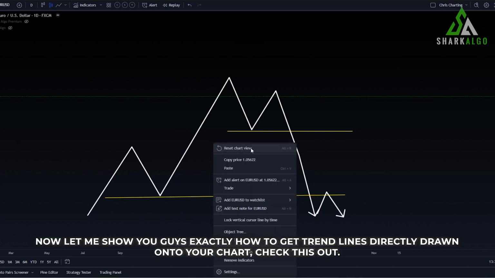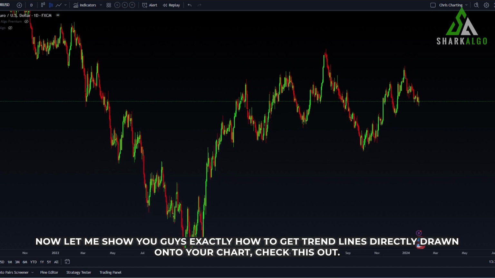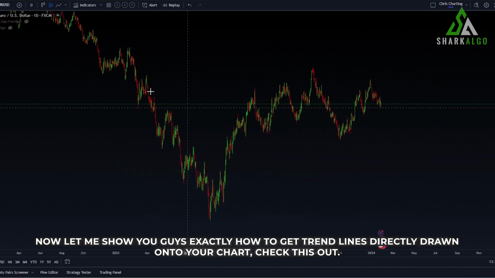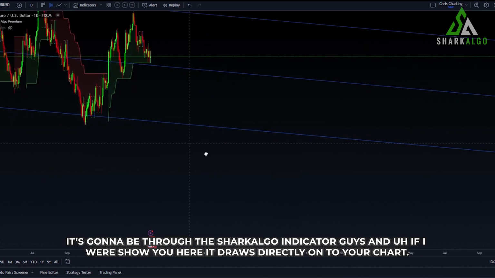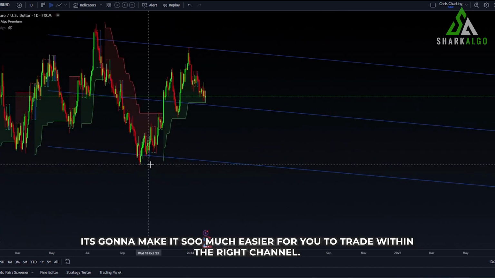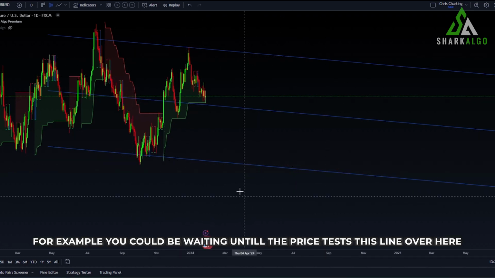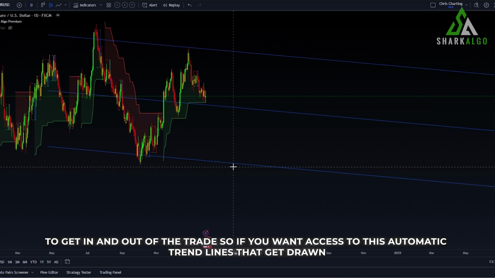Now, let me show you guys exactly how you guys could get trend lines directly drawn on your chart. Check this out. It's going to be through the Shark Algo indicator, guys. And if I were to show you here, it draws these directly on your chart. It's going to make it so much easier for you to trade within the right channel. For example, you could be waiting until the price tests this line over here, use some price action. You can even use this indicator for other confirmations to get in and out of the trade.